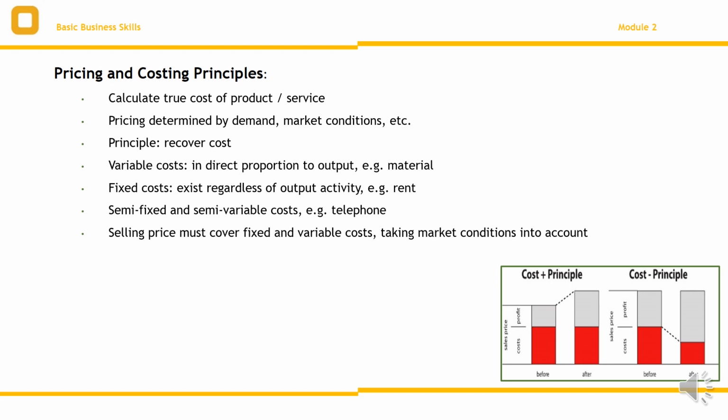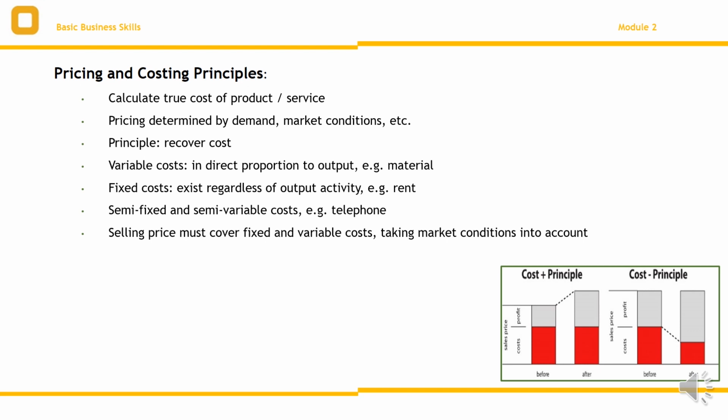There are two types of costs when it comes to manufacturing of products and services. There is what we call variable costs and fixed costs. Variable costs are costs that will vary, that will change as a result of changes in production or in output. Examples of variable costs can be your material costs and your labor costs.